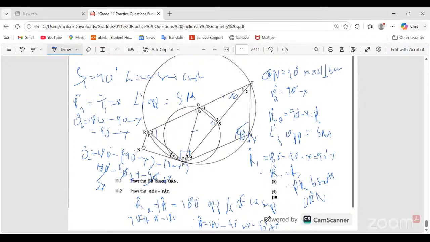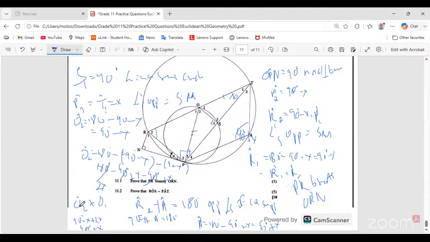But now we are going to have, what is O2? We said O2 is 90 minus x. Okay, now angle O2 plus angle O1. What is O2? 90 degrees minus x. Now plus 2x. 90 degrees minus x plus 2x is plus x.